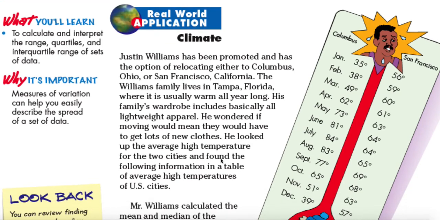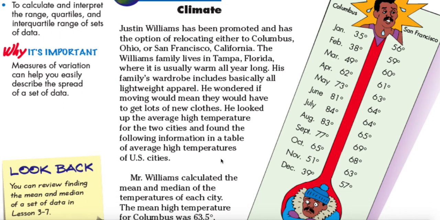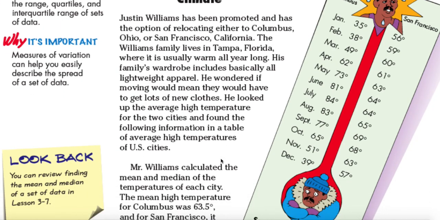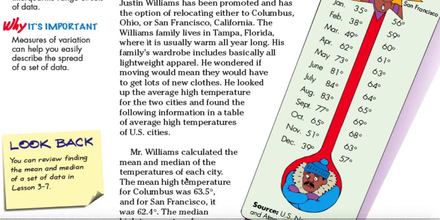He looked at the average high temperature for the two cities and found the following information in the table of average high temperatures of US cities. Okay? And this is what he found on this chart: Columbus and San Francisco, the average temperatures in January, February, all the way to December.